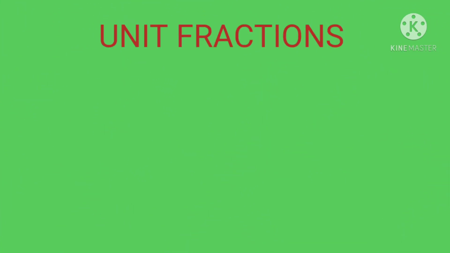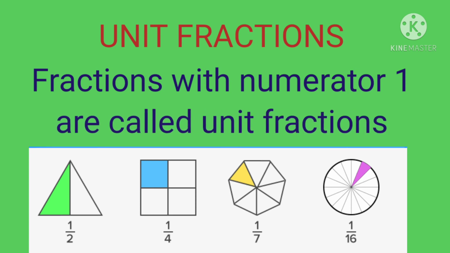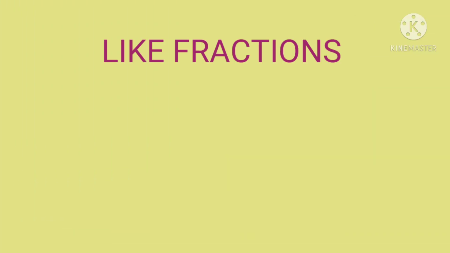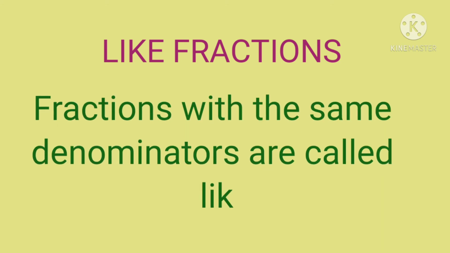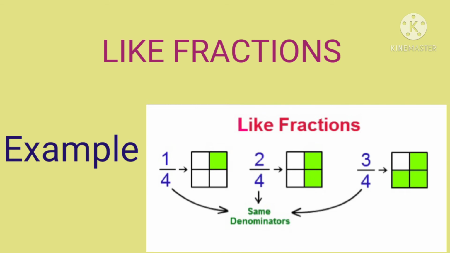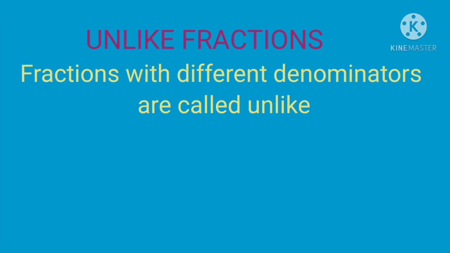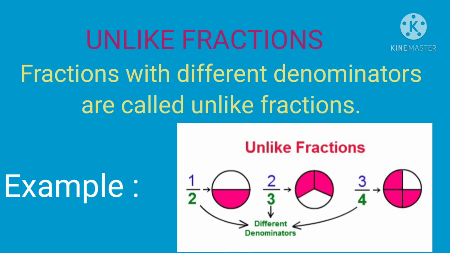Unit fractions. Fractions with numerator 1 are called unit fractions. In the given example, 1 by 2, 1 by 4, 1 by 7 and 1 by 16 are unit fractions. Like fractions. Fractions with the same denominator are called like fractions. For example, 1 by 4, 2 by 4 and 3 by 4. Unlike fractions. Fractions with different denominators are called unlike fractions. Example, 1 by 2, 3 by 4 and 2 by 3.